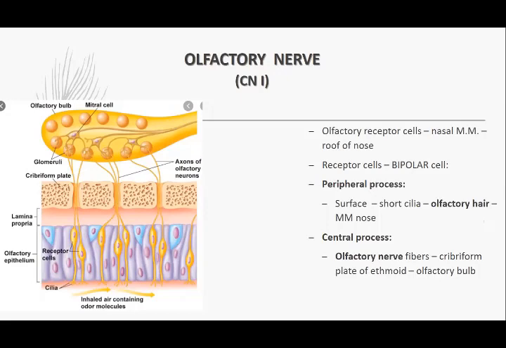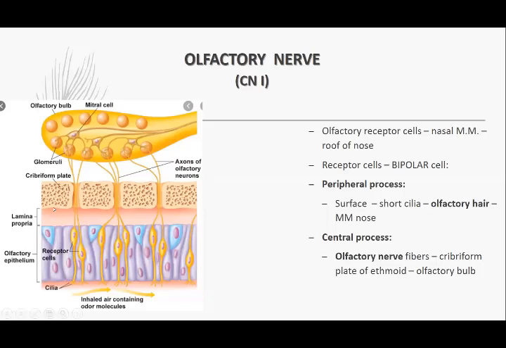This is my favorite nerve because it is an extremely important nerve. All of your sense of smell depends on this, and people don't even talk about it. This nerve is concerned with the sense of smell, and it is associated with the roof of the nose. The roof of the nose is formed by the cribriform plate.